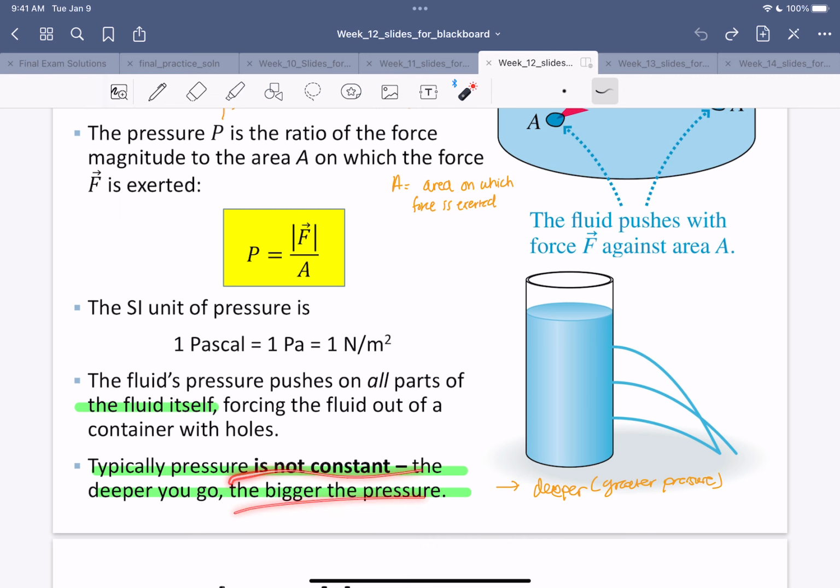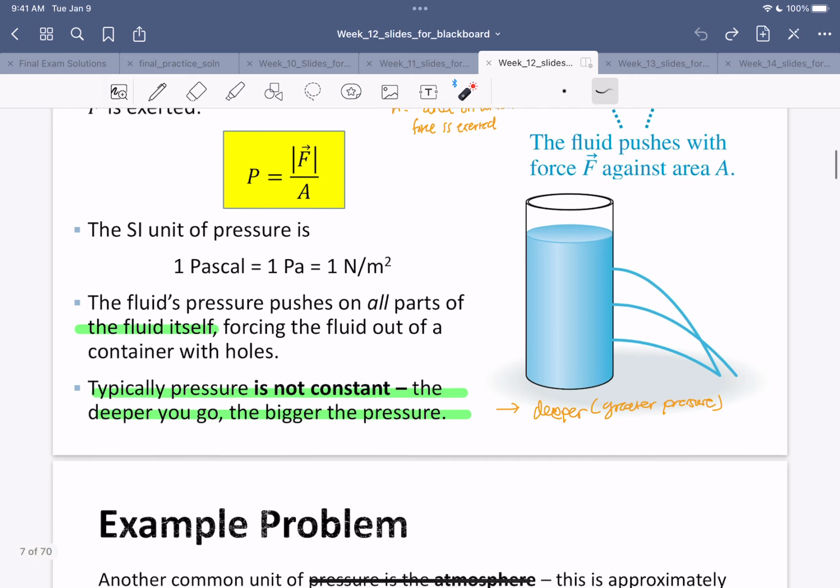Pressure is not constant. As you go down, pressure increases, and there's a derivation for that I can explain later on. But generally, as you go deeper, as you sink deeper, you increase in pressure. As you go upwards, you decrease in pressure.